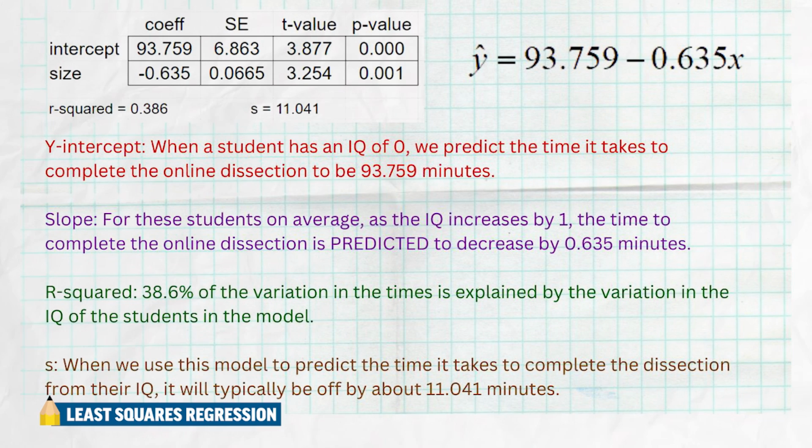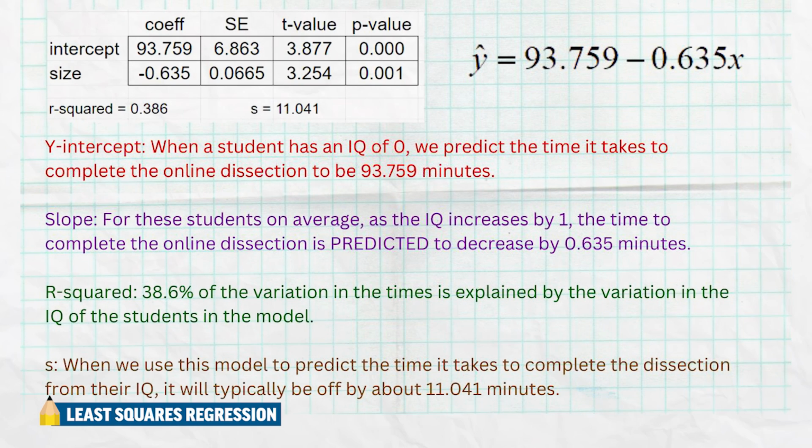The intercept is 93.759. That is, if you have an IQ of 0, we would predict it to take 93 minutes for you to complete the online dissection. Now again, that doesn't make a whole lot of sense because an IQ of 0 would be really, really low. I don't think anybody has an IQ of 0. It's probably because of extrapolation. It doesn't mean the intercept is wrong. It just means it doesn't have a lot of meaning in context. That typically happens with the y-intercept.